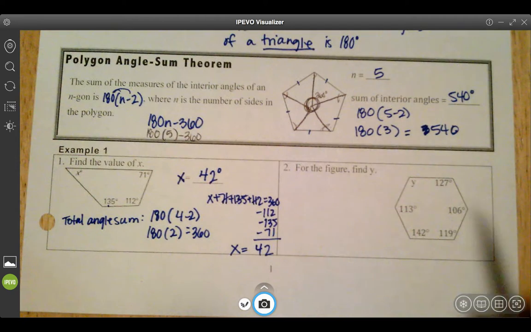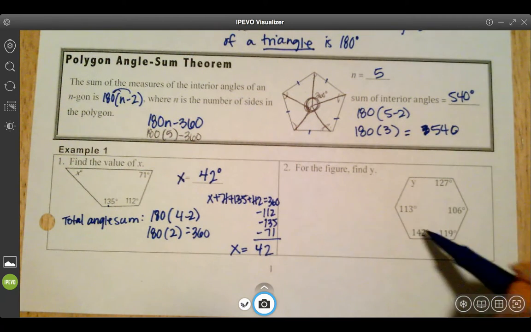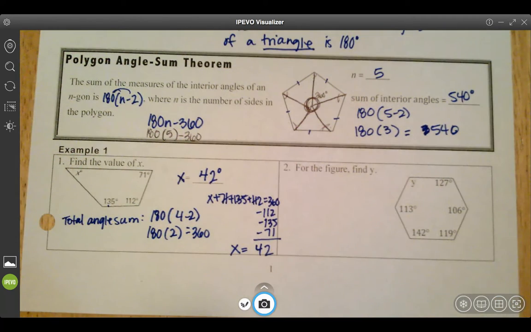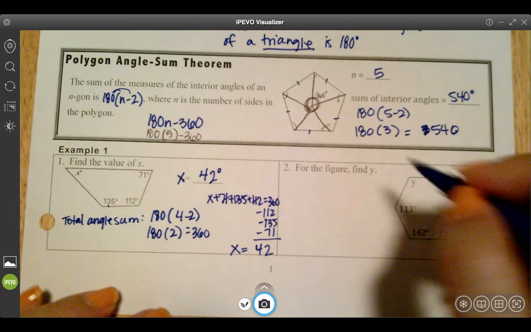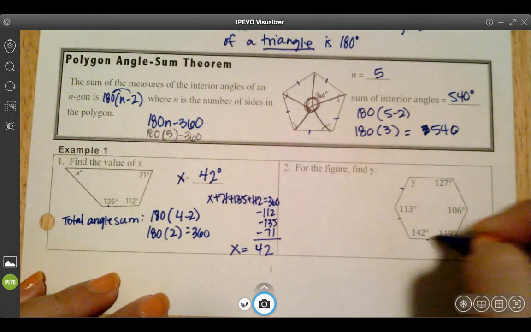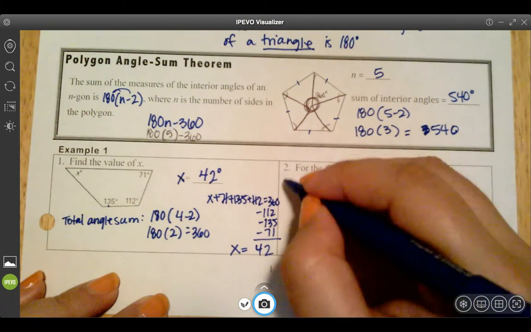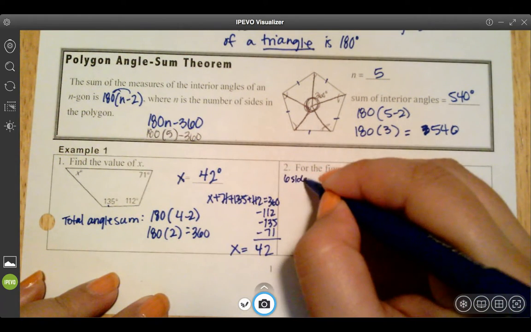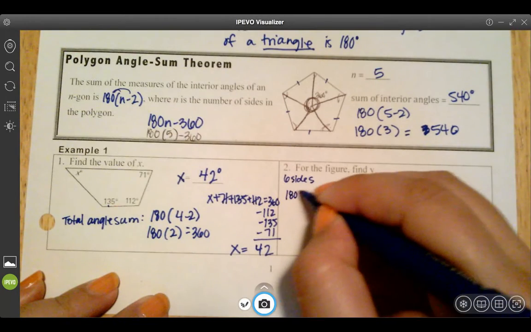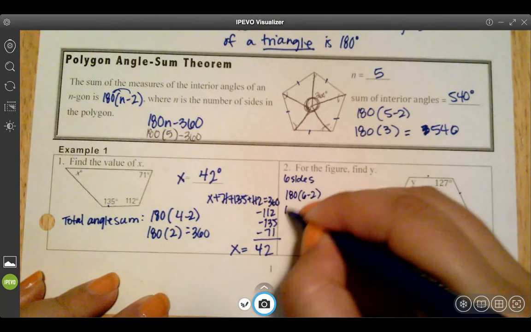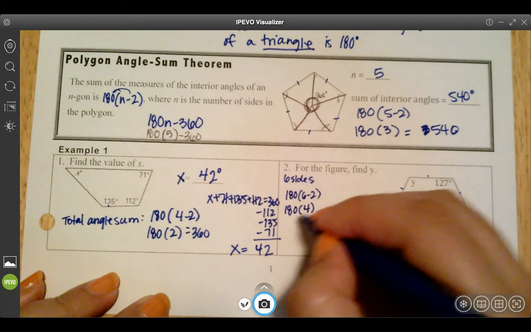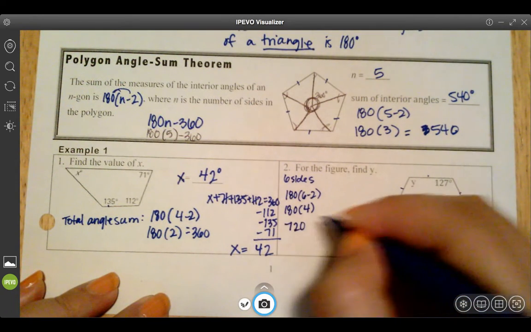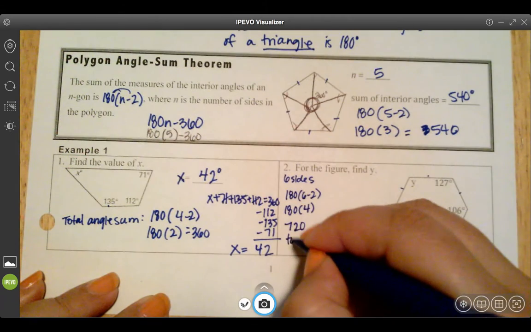In number 2, we're going to do something similar where we have all of our angles here. We need to find y. So the first thing we need to know is how much should these add up to? And so we say this is 1, 2, 3, 4, 5, 6 sides. 6 sides gives me 180 times 6 minus 2. 180 times 4 is 720. And that's our total.